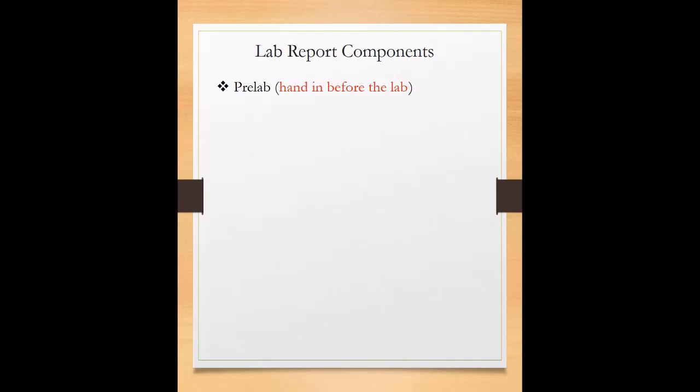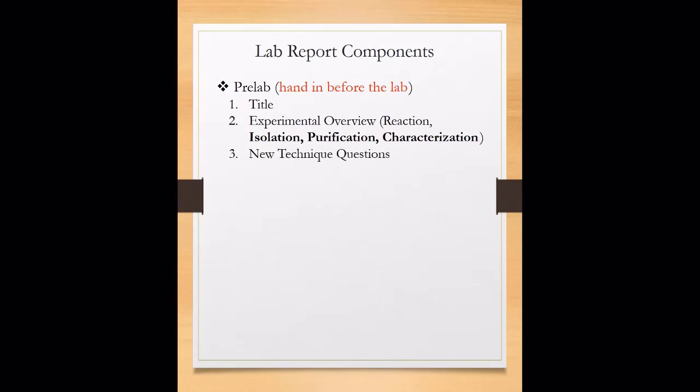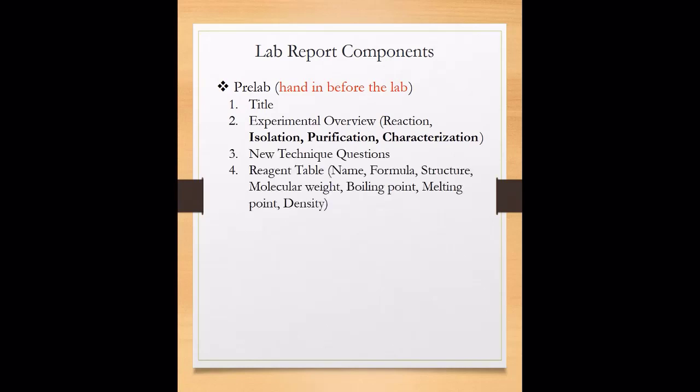The first is the pre-lab. The pre-lab is done at the beginning of your lab section. The pre-lab has the title and then the experiment overview, the new technical questions section, the reagent table section, and the reference and also the procedure.